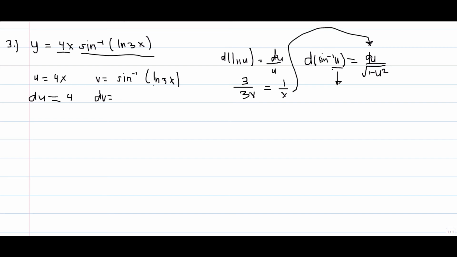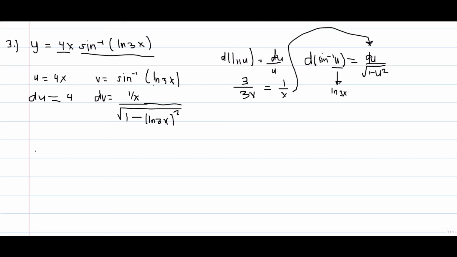Okay, so again, let's review. We consider u in sine inverse u, that is our ln 3x, and when we derive ln 3x, that is our du, so 1 over x. So this can be 1 over x, then over the square root of 1 minus the quantity ln 3x squared.